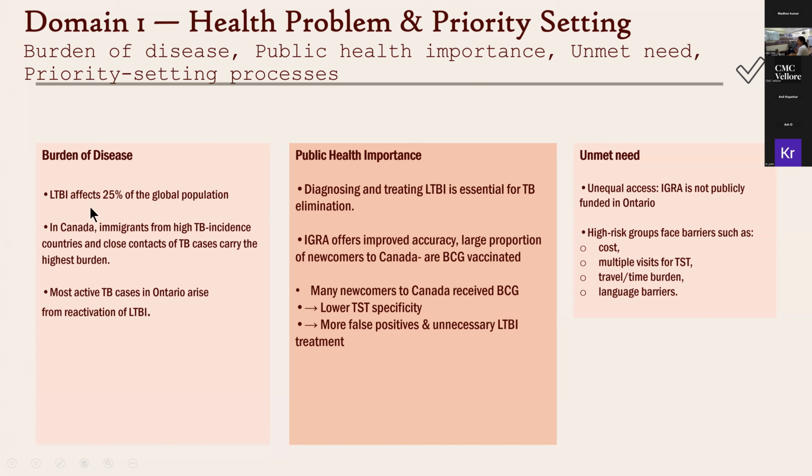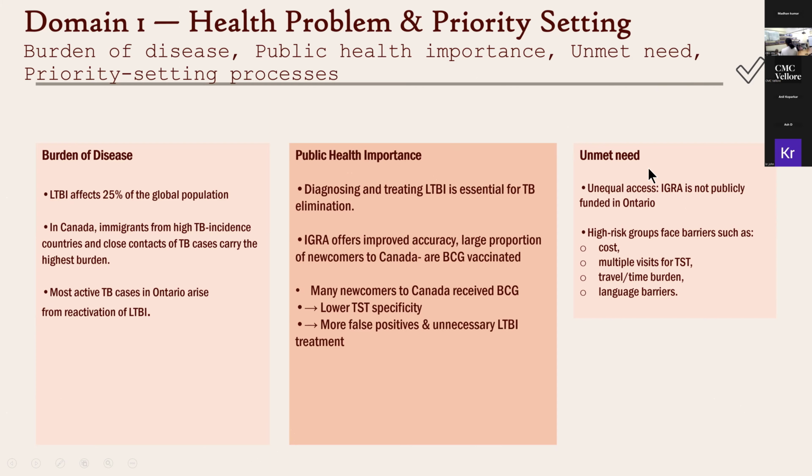So their burden of disease, latent TB affects around 25% of the people. A lot of immigrants. So the most active TB cases in Ontario are from reactivation of latent TB. So for them, they feel it's important to screen and treat the latent TB patient, especially among the migrants, those who are coming from high burden places will have been given BCG, which affects your tuberculin skin test. So therefore, they feel that an IGRA might be a better test. As of now, it is out of pocket. So if you want to do an IGRA, you have to pay out of your pocket. It's not publicly funded.